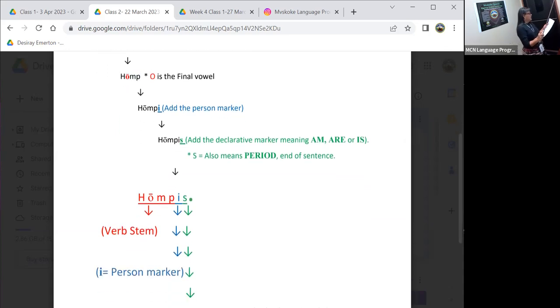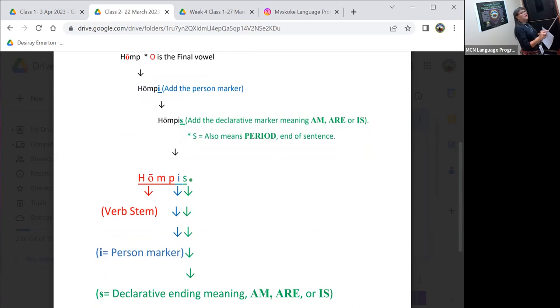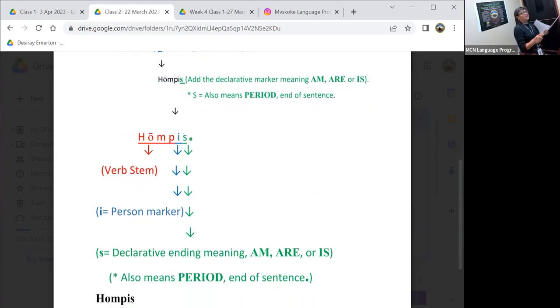So we've gone through step 2. Now step 3. Add the person marker. We're talking about I. This is the first person that we're showing today. So that's why we add the I. And the declarative ending is S or ES. Since there's already a vowel there, we don't put another vowel by a vowel. So that's why we chose just the S. Otherwise, it would create something called a diphthong. And we don't do that here.